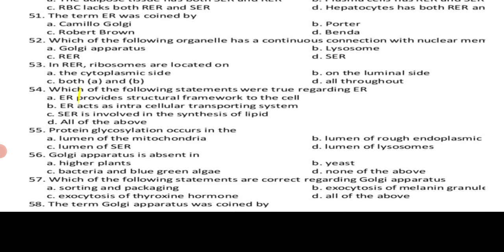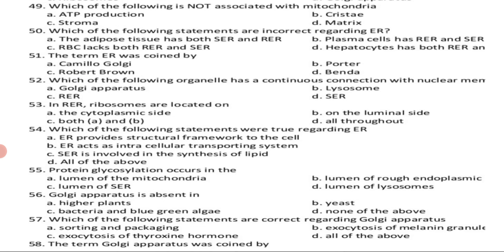Then moving to question number 57. Which of the following statements are correct regarding the Golgi apparatus? Sorting and packaging. Yes. Exocytosis of melanin granules. Yes, it is correct. Exocytosis of thyroxine hormone. It is also correct. So option D is the correct answer for question number 57.